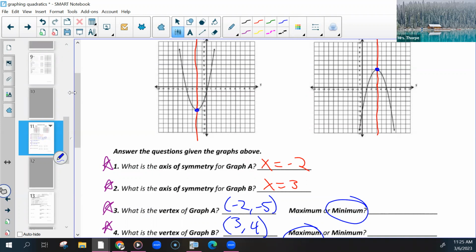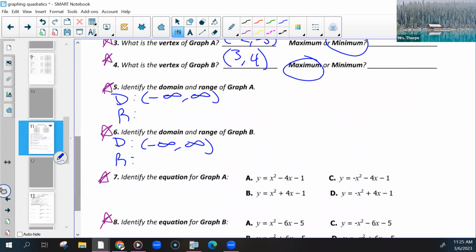-5. And then it keeps going up. So that would be everything greater than or equal to -5. Or we could write it as we're starting at -5 and it's going to infinity.